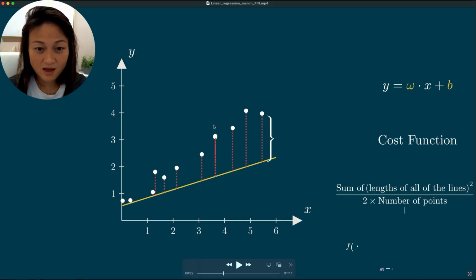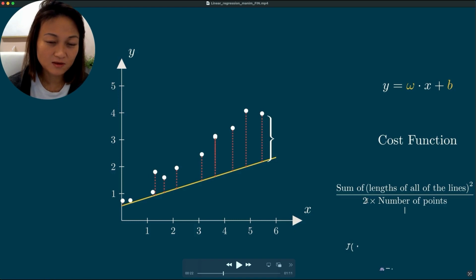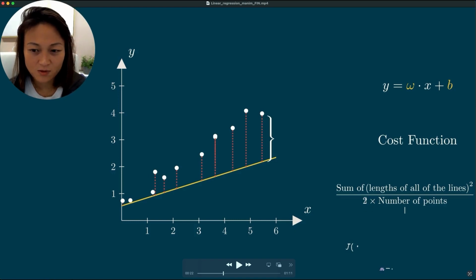We're just, any length of the line, as long as it's far away from the real data, is an error. So we square it, and then we add it all up, and then we divide it by the number of points, just so that we normalize it and not have a cost function that gets higher and higher the more data points you have. And then this number 2 just helps a step later on to be a little bit cleaner, but it's actually not particularly important, so don't worry about it.